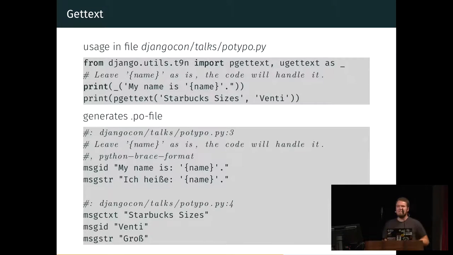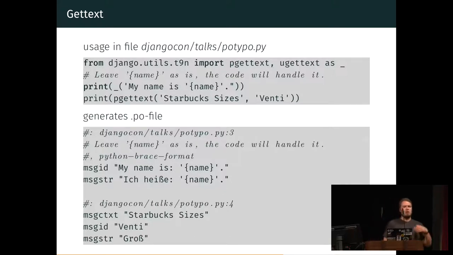And what the pgettext thing does is the first string is a context for your application. So usually a translator, I don't think you would be able to handle the word venti. But once you add the context, oh, it's about Starbucks sizes, then of course the translation or the meaning is large and it translates to groß in German. So this is fairly simple to handle.